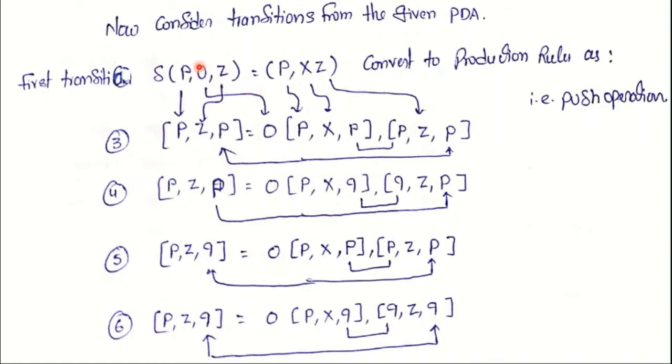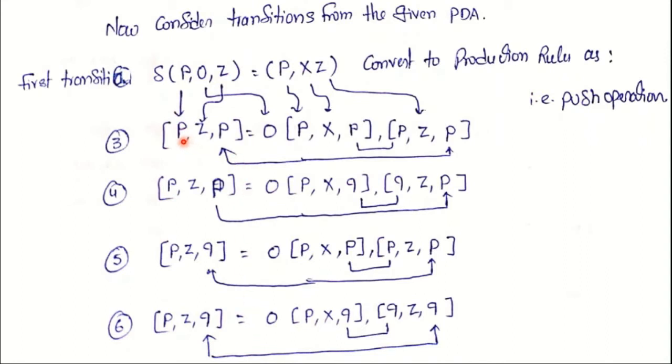Here, to convert into production rules, we can assume the current state is p and the RHS first state is also p. The next state, one time we can consider as p, another time as q. So the current state is p and there are 2 possibilities for the next state, so a total of 4 combinations will occur.